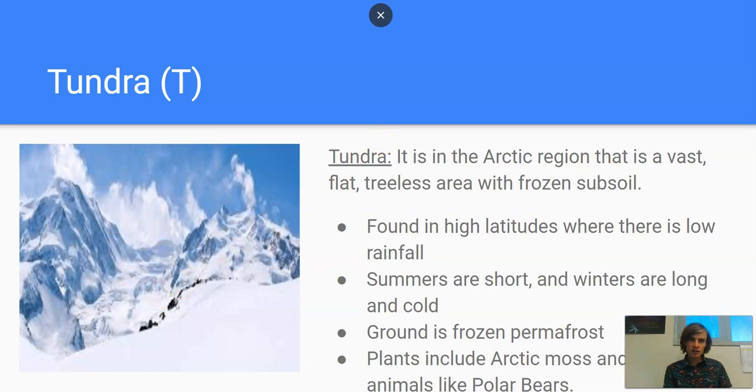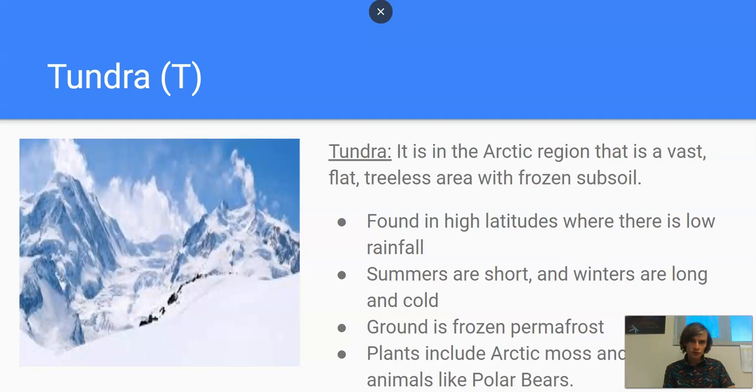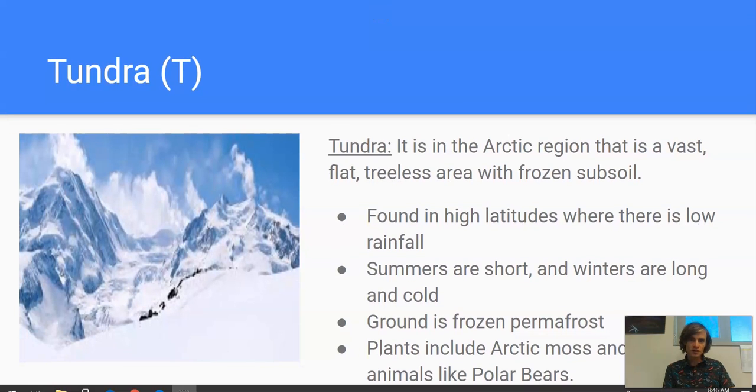Tundra, the tundra ecosystem. If you were to go to the far north or the far south, you will find tundra, like in the Arctic region or the Antarctic region. It's vast and flat, with no trees because the ground is frozen and the trees cannot get the nutrients they need. So it's a kind of frozen land. The actual ground is frozen. It's called permafrost, so it is permanently frozen. Summers are very short. Winters are very long and cold.